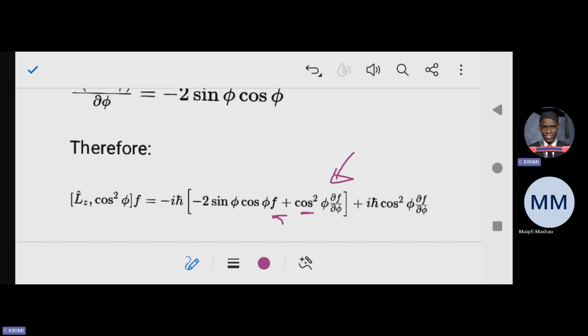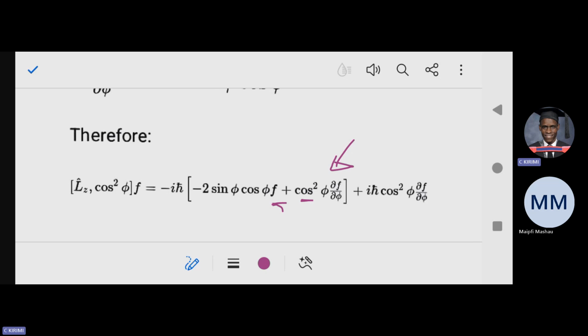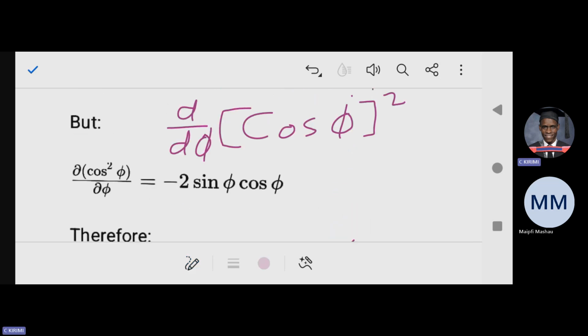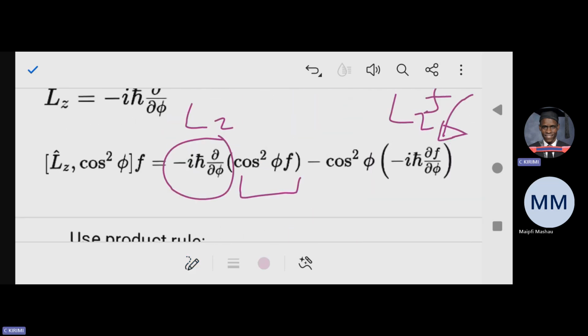You multiply by f on the right. Then the negative iħ: this one was already there, but we said it's a constant. It's already there in front. But the fact that the negative iħ is also appearing on this side, can you see that negative iħ is common? Here there's negative iħ. So that means we can take out the negative what? iħ.